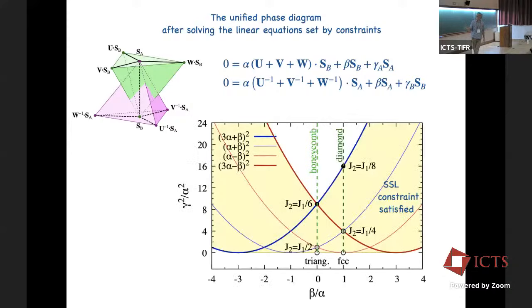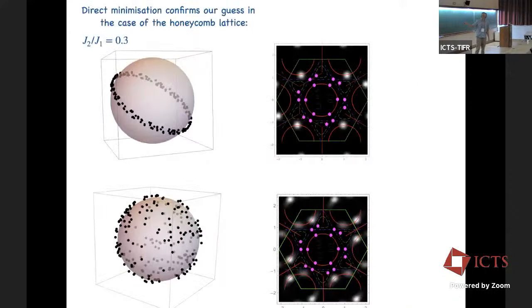And what we will get is a phase diagram where these U, V, W describe a helical phase, usually, except for this particular point here.